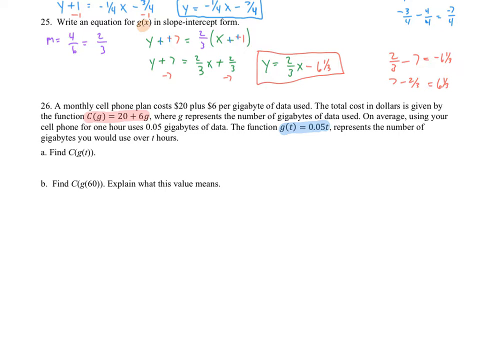So basically what it's saying is it wants us to put G of T into here. We're going to replace that G with this, the 0.05 T. So C of G of T equals 20 plus 6, replacing with 0.05 T. So we need to multiply this 6 into there. So it's going to give me 20 plus 0.05 times 6.